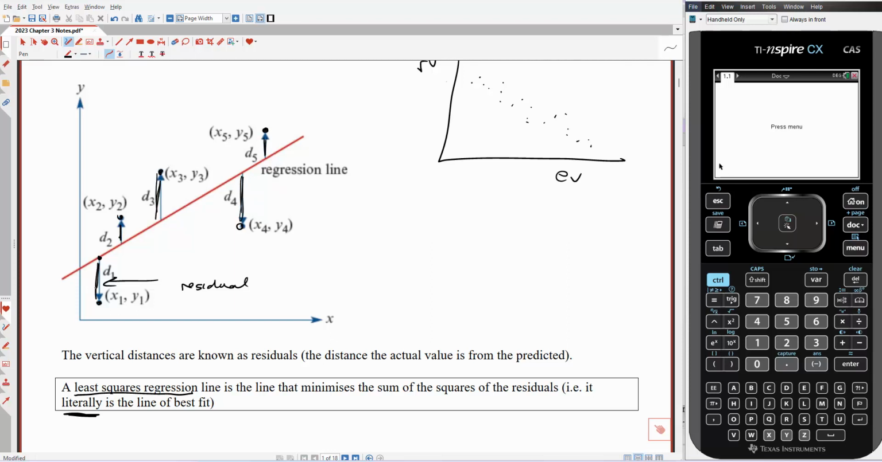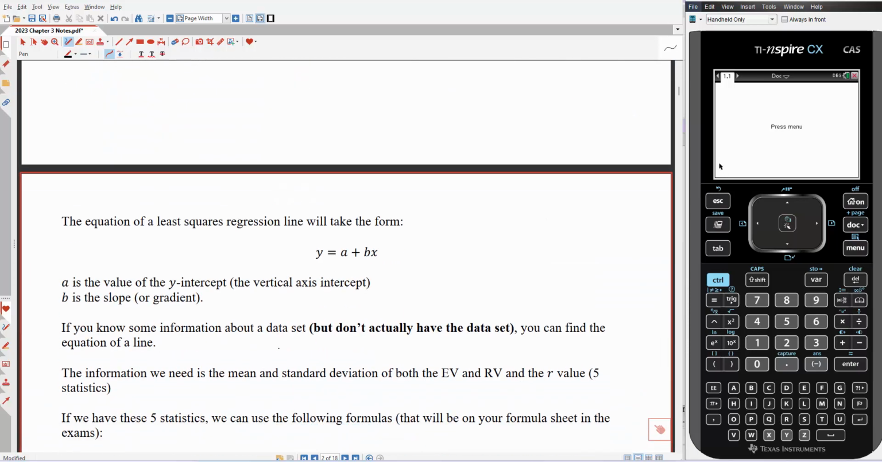This is the line of best fit. No one is going to come along and go, I've got a slightly better fit than this. Okay, so that's all you need to know. When you're getting the least squares regression line, you are literally getting the line of best fit. There's no better fit than it.